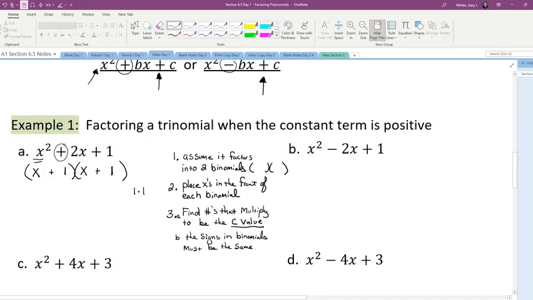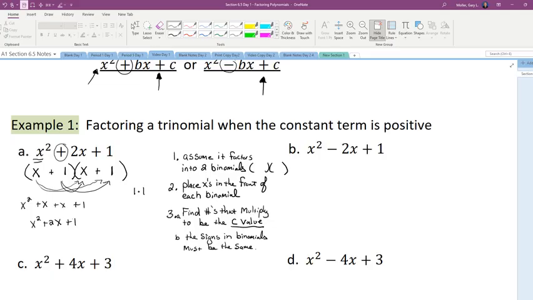Let's FOIL our work together, see if it works. X times x is x squared. X times 1 is simply plus 1x. 1 times x is plus another x. And 1 times 1 is 1. When I add x plus x, I get 2x, positive. So the only way that could be a plus 2x is if both of the signs are positive. Notice it worked. We were able to multiply what we assumed the answer would be together, and we did in fact get our answer.